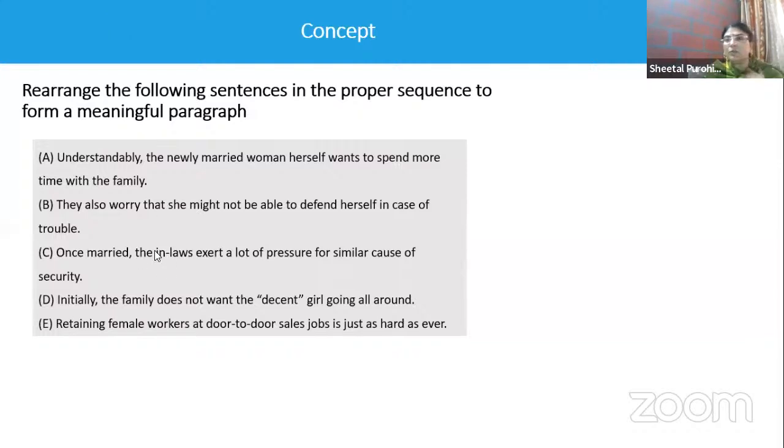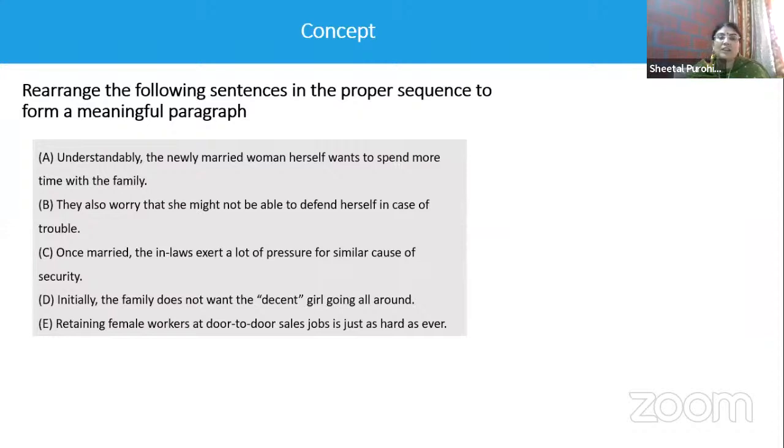The first sentence has to be something relevant to the introduction. Initially, the family does not want the decent girl going all around. So you're talking about initially that the introduction is being given that the family does not want the decent girl going all around. But then they also worry that she might not be able to defend herself in case of trouble.